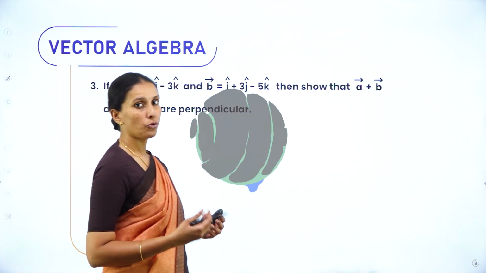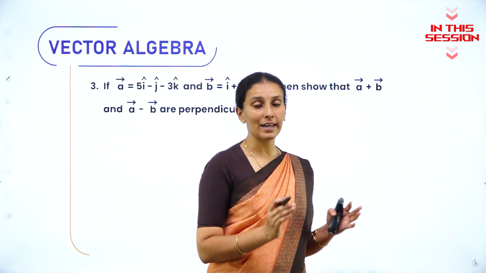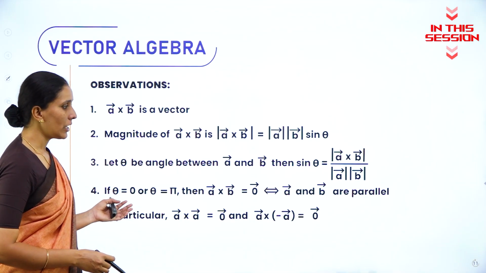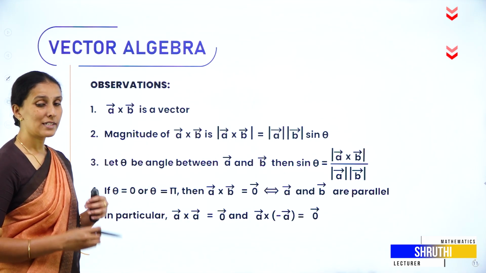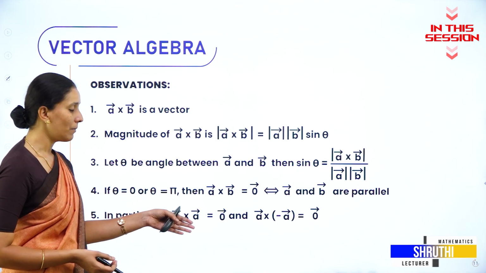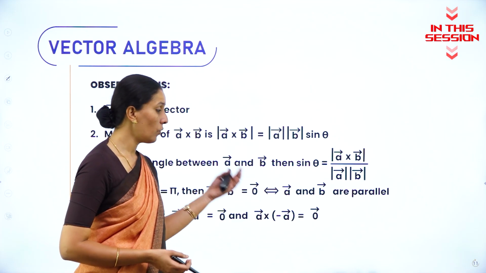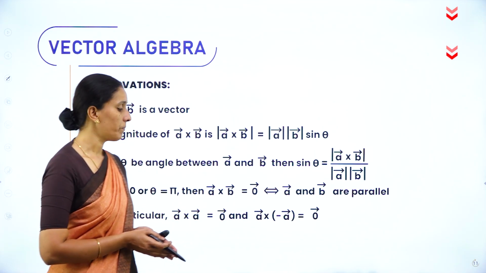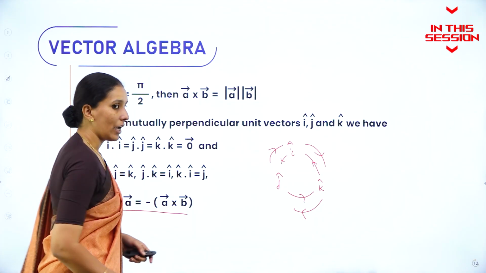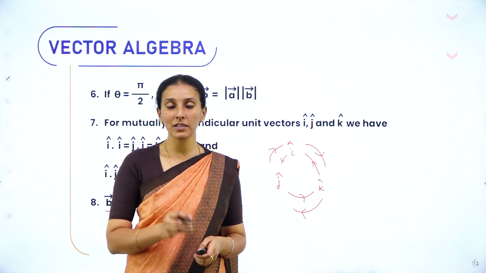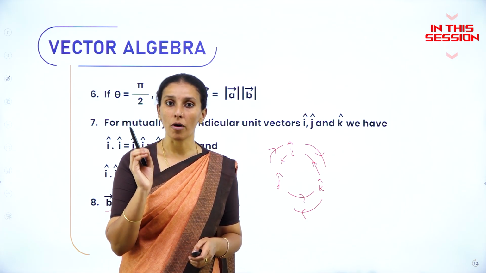To show that any two vectors are perpendicular, it is enough to show that their dot product is 0. If theta is equal to 0 or theta is equal to pi, we know that sine of pi is 0. So since theta is 0 or pi, their cross product is 0, which indicates the two vectors are parallel to each other. Vector B cross vector A is always the negative of vector A cross vector B. That means the cross product is not commutative.